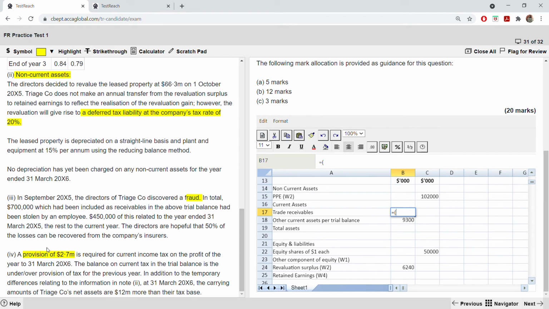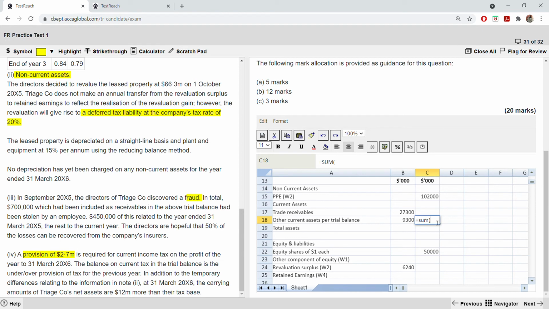So if you see, go to point number 3, the fraud, 700 has been included as receivable. So basically we are taking the 700 out now from the receivable, that's it. So 28,000 minus 700, that's what we are doing. Okay, so 27,300. So now we can add the total here.